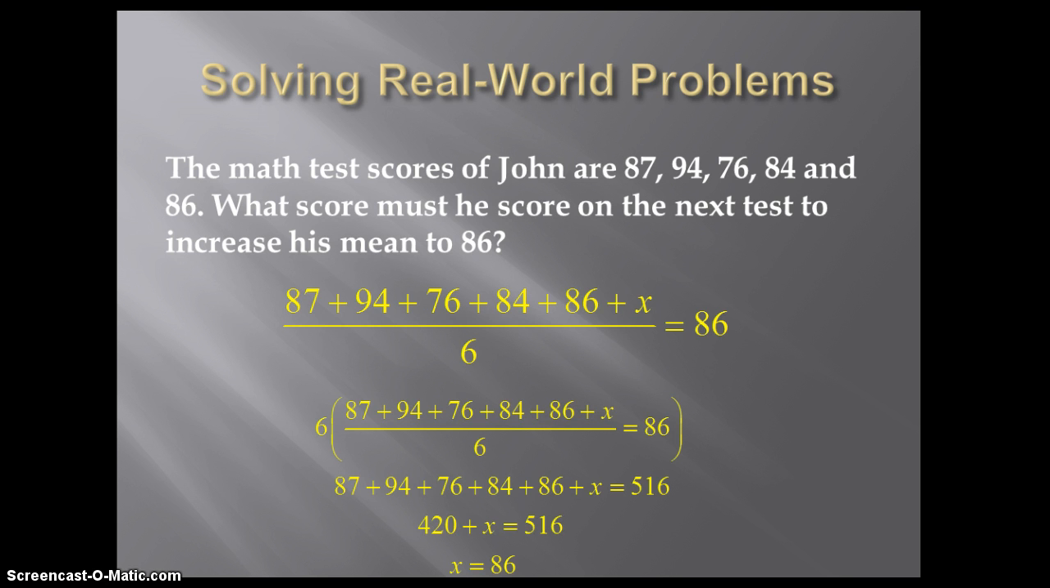So what we want to do is multiply and get rid of that fraction, because we, of course, don't like fractions. So we're going to multiply by the least common denominator, which is 6. And so our 6's are going to cancel out on one side, and 86 times 6 is 516. We're going to combine like terms on the same side, so we get 420 plus x is 516. And then we're going to cancel our constant, so x is 86. So John is going to need to get an 86 on his final math test in order to get an 86 in the class.